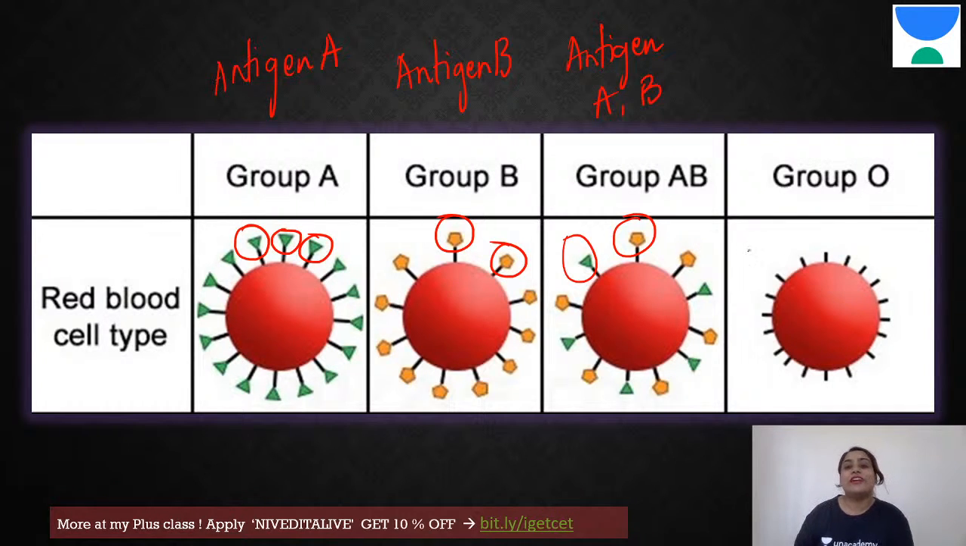Okay, so you can see that there are no antigens on them, so therefore no antigen on O blood group. So if there is antigen A present on any person's red blood cells, that person's blood group is A. If a person's blood group has antigen B, that person's is B. Similarly, if A and B both are there, that person's blood group is AB. And if there are no antigens at all, that person's blood group is O. So this is how we generally classify them. This is a general classification.